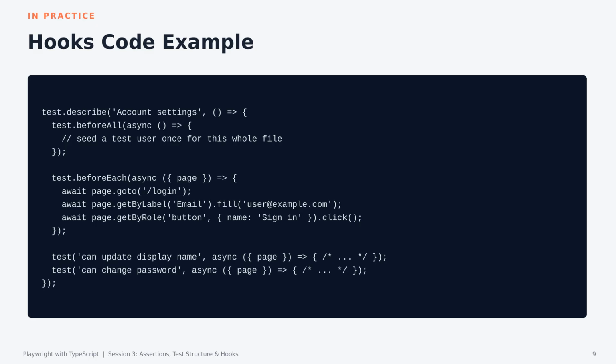Let's see this in actual code. We've got test.describe, account settings. Inside it, before all, which seeds a test user just once for that entire file. Then before each, which navigates to the login page, fills in an email, and clicks sign in. So every single test in this group starts already logged in. And then 2 actual tests, one for updating a display name, one for changing a password.